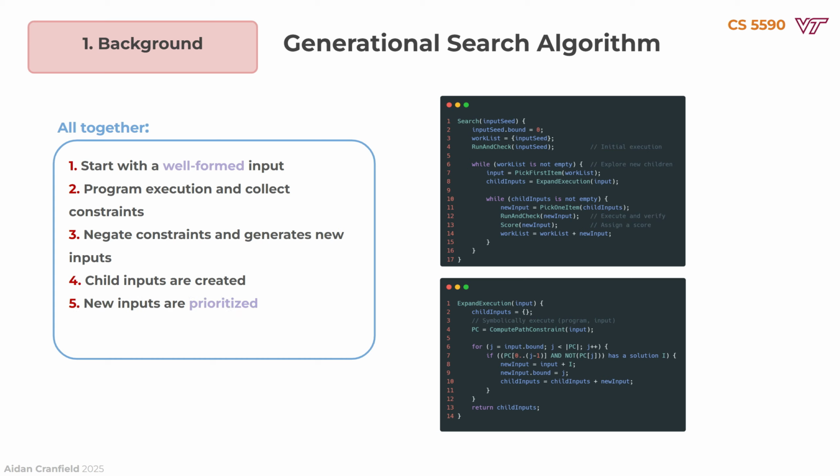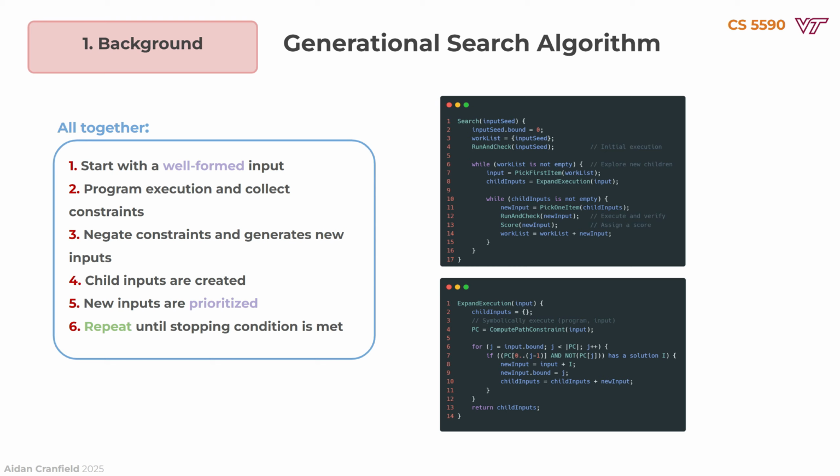And new inputs are then prioritized. Newly generated test cases are ranked based on how much newer code they cover, and the higher scoring inputs are tested first to find defects faster. And then we repeat until a stopping condition is met, so the process continues until a time limit is reached or maybe no new paths can be explored.